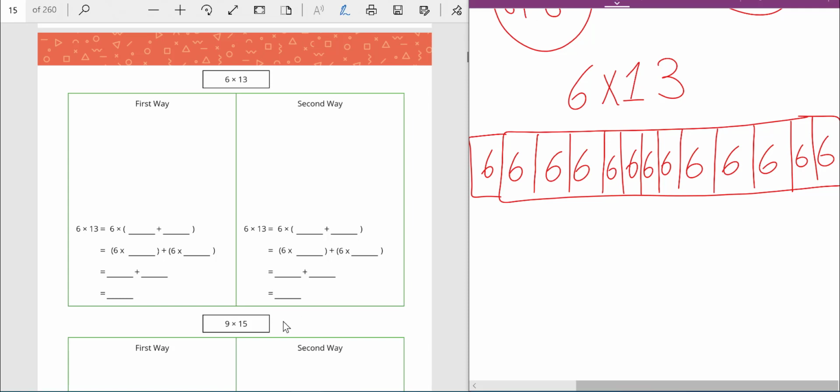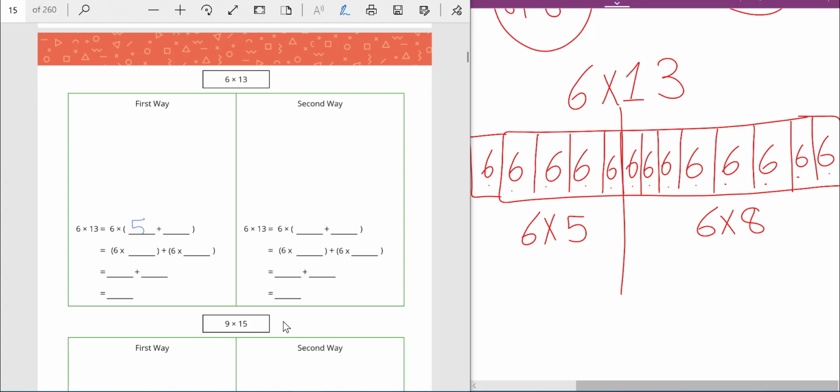So we can say 1 2 3 4 5, 1 2 3 4 5 6 7 8. So 6 times 5 plus 6 times 8. Now solve in your book. 5 and 8. 6 times 5 at first and 6 times 8. Now 6 times 5 equals 30, and 6 times 8 equals 48, as we said before. So 1s plus 1s and 10s plus 10s.